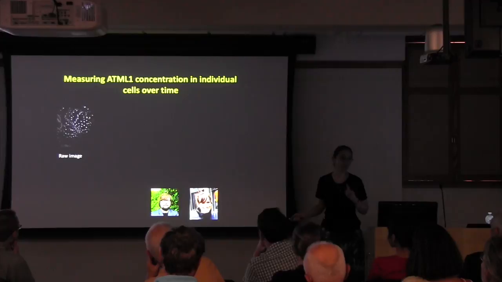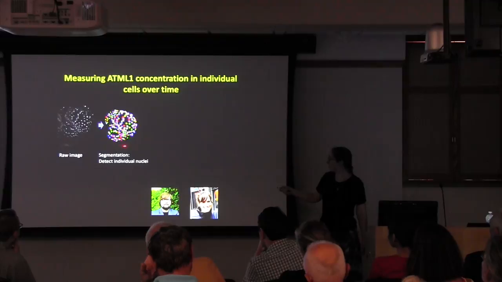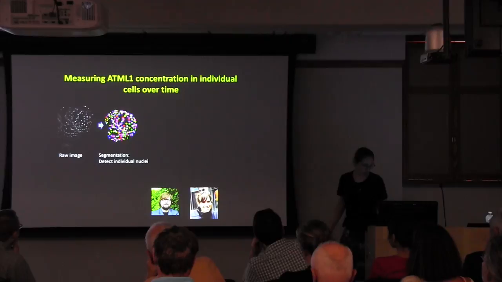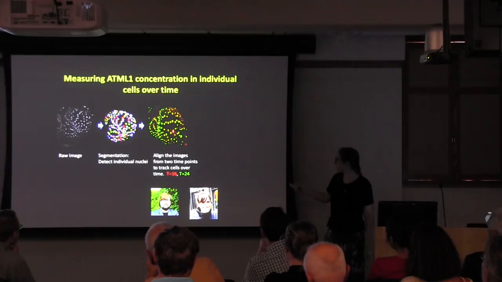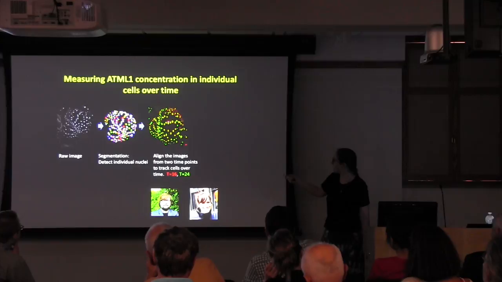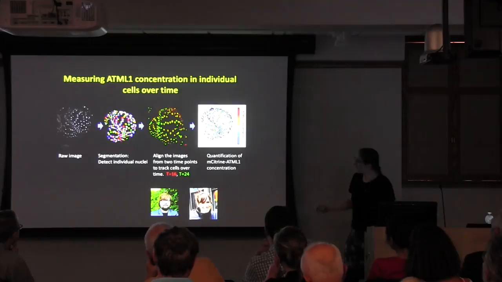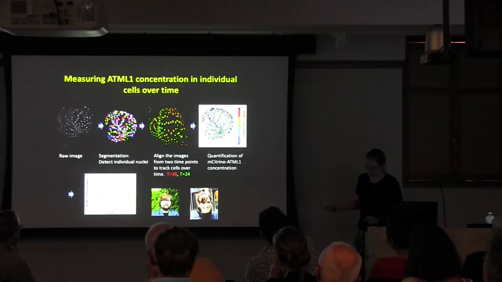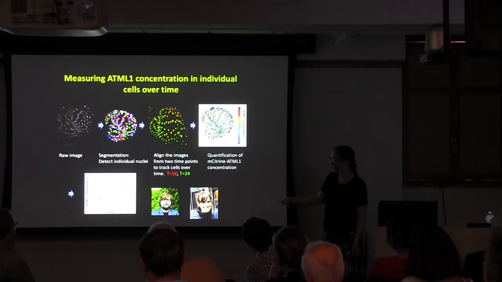And this is a real tour de force. So they take the raw image, they segment every single nucleus, which means detect each one individually. They take different time points and align them, and then can track the cell lineages over time. So we've got the 16-hour time point in red and the 24-hour time point in green, and if the nucleus is yellow, that means that it's the same nucleus, and if it's divided, then they track which ones descended from which, and measure the ATML1 concentration in the nucleus, and then put all this data together so that we can track individual nuclei, how their ATML1 concentration fluctuates. And this is just a hint, it does fluctuate.